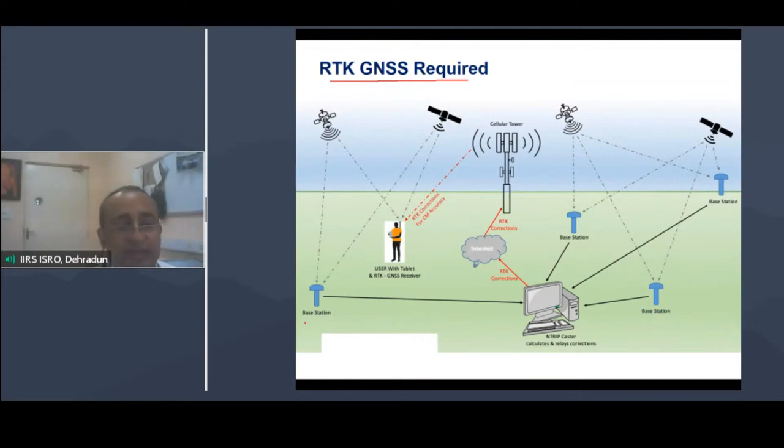Like here, you can see different GPS stations in the area. There is one base station on the ground, a second base station, a third base station, a fourth base station. All base stations are calculating the coordinates. They then calculate the corrections with respect to the actual coordinates, and these corrections are sent to the master control station. From there, these corrections are sent through the internet, through a ground tower, or through the GSAT satellite, from where these corrections are transmitted to the wider area, so that the concerned user can apply these corrections.